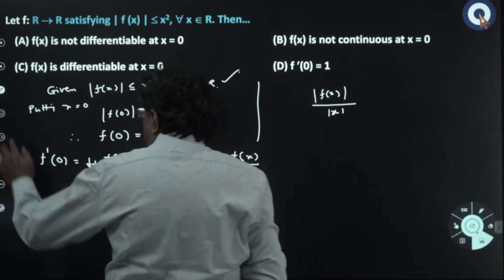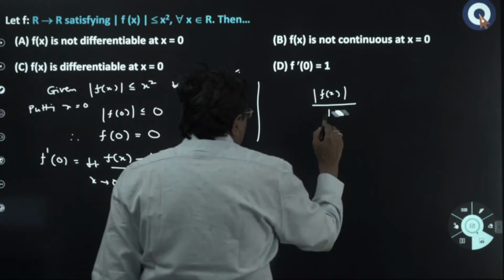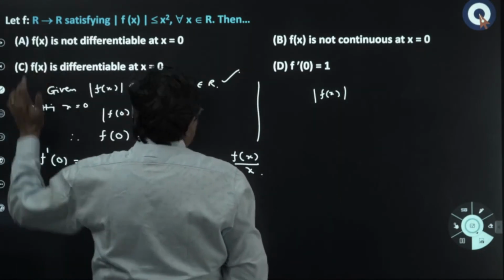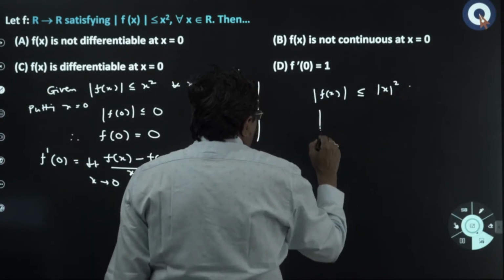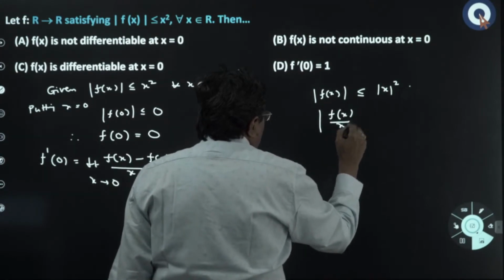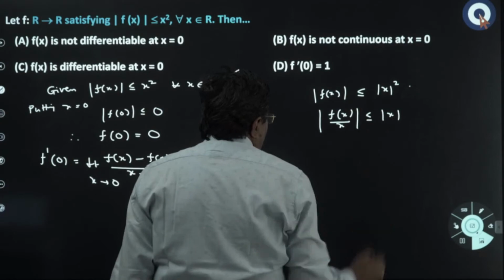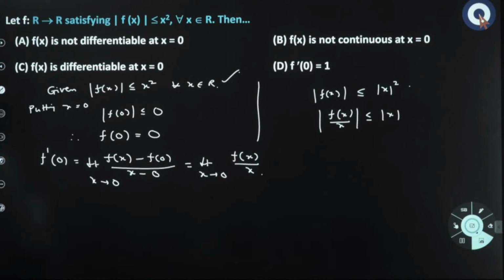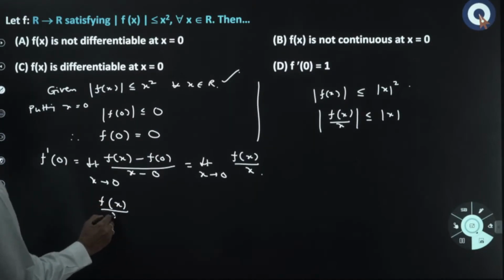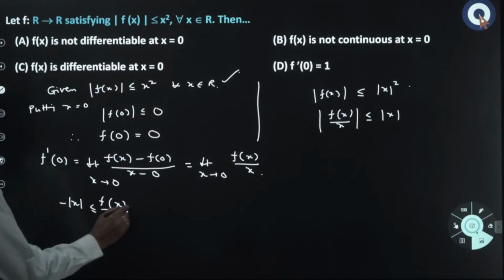Because you can write, I'll write one more step for your convenience. Mod f(x) is less than x square. X square can be written as mod x whole square. So that means f(x) by x lies between minus mod x and plus mod x.